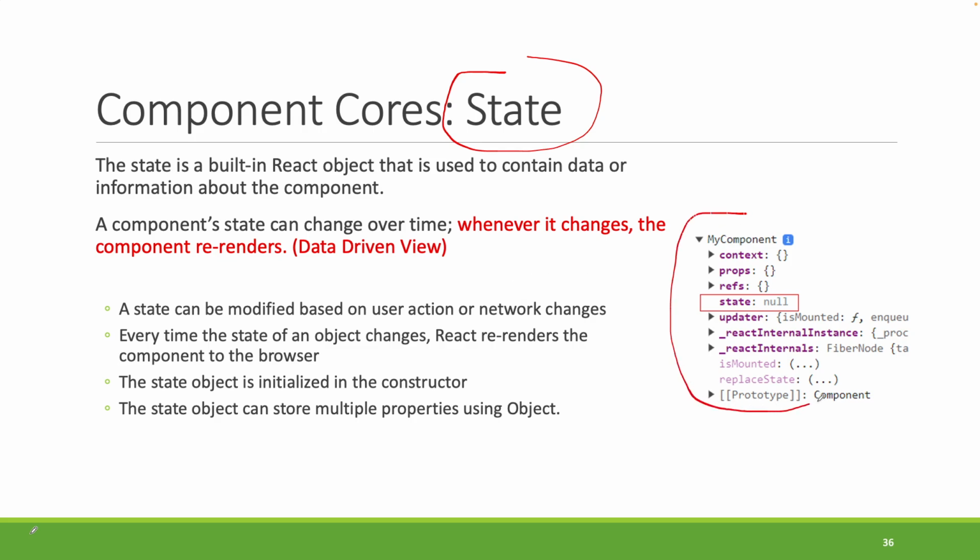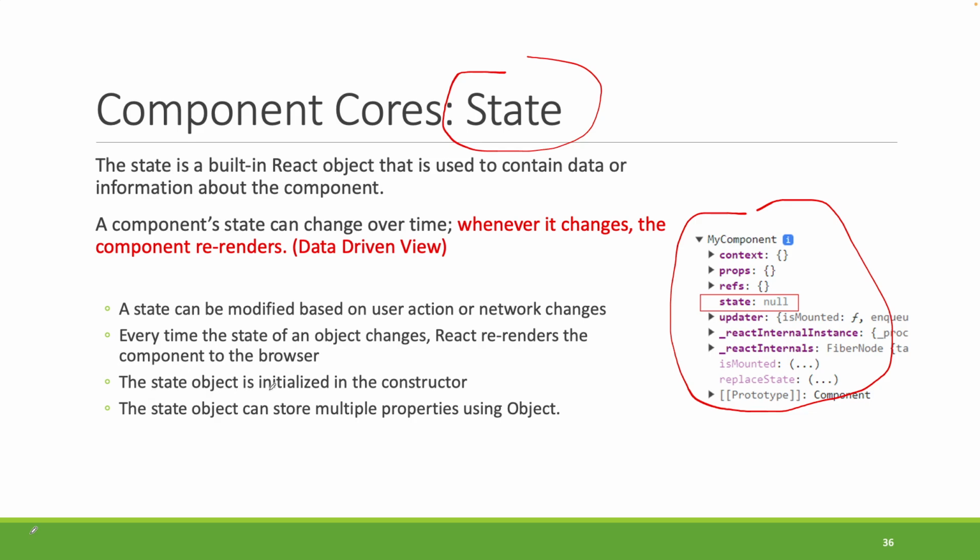And this diagram, I think this is related. This is part of the class component. Anyway, we still will have a state inside a functional component. A state can be modified based on user reaction or network changes, like when we fetch a user, right? At the beginning, it's going to be pending, and then it's going to be fulfilled, which is fetching the user successfully, or it's going to be rejected. Every time the state of an object changes, React re-renders the component to the browser.